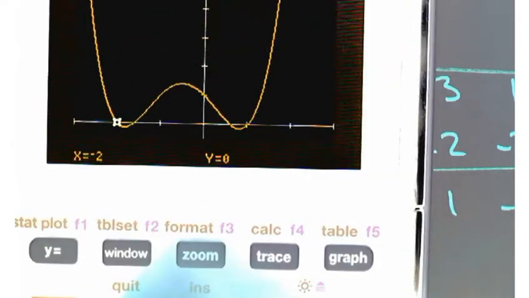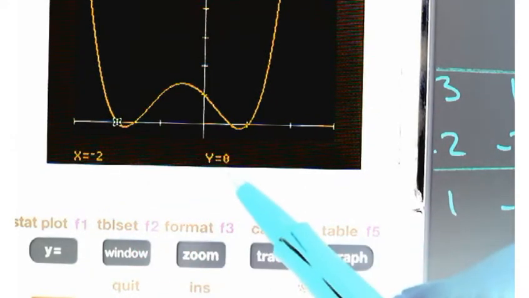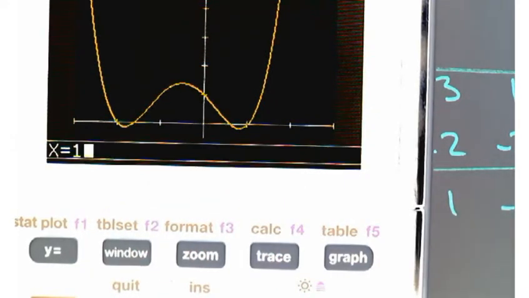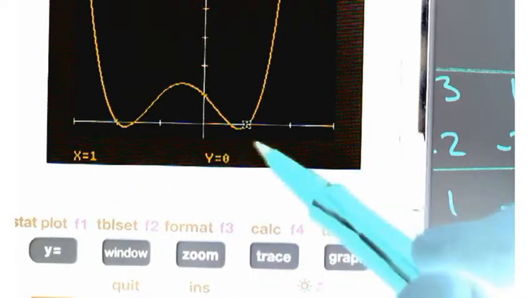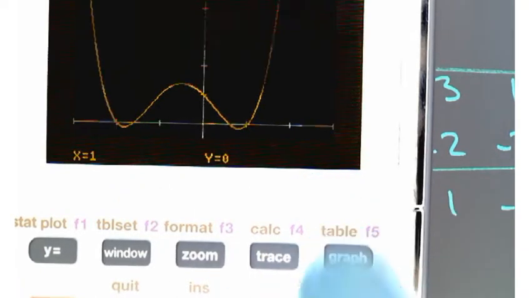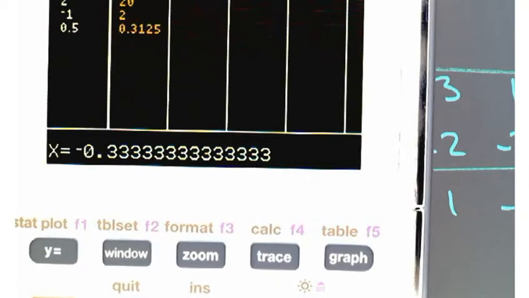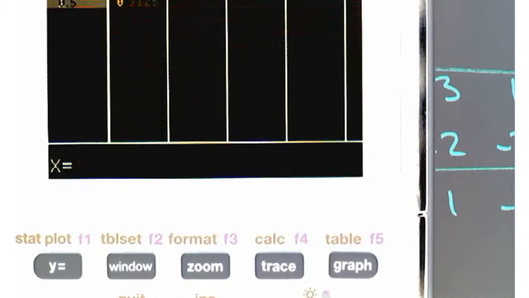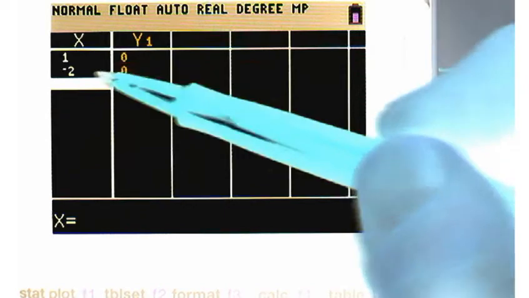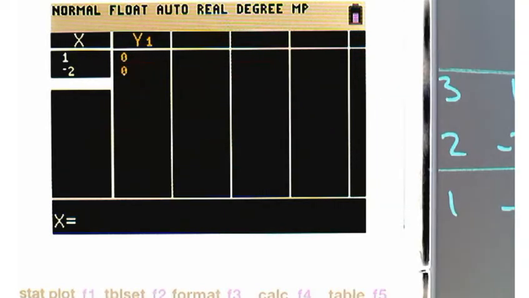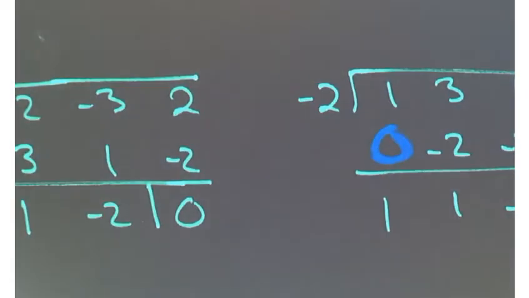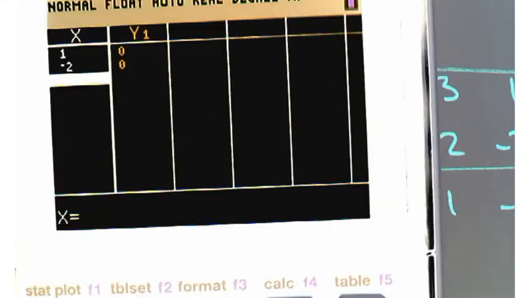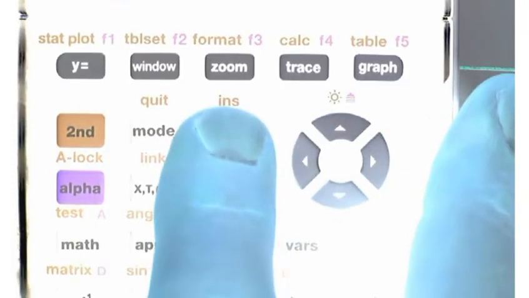take a look what happens. If I plug in negative 2 for x, I get 0 for y. Or if I trace 1, plug in 1 for x, I get 0 for y. You can see the same thing off the table values, too. Let me get rid of these here and type in 1 and negative 2. So those are the roots. I just hit the delete key. So you delete key up here and get rid of the old values that way.